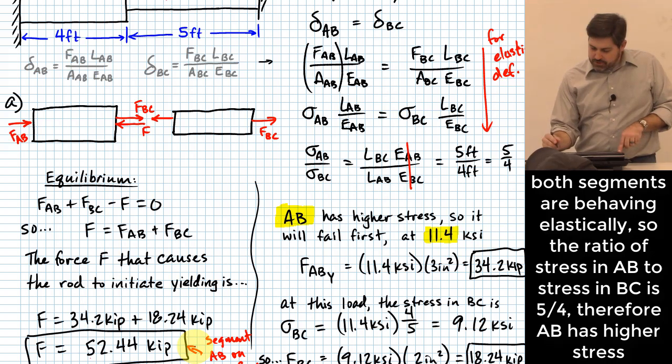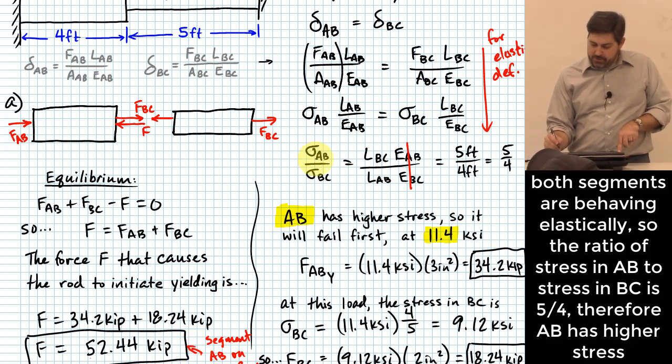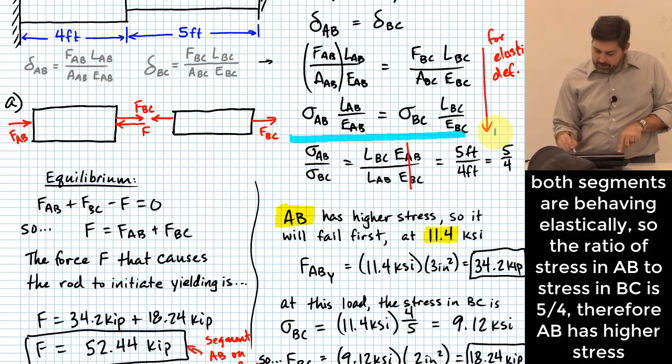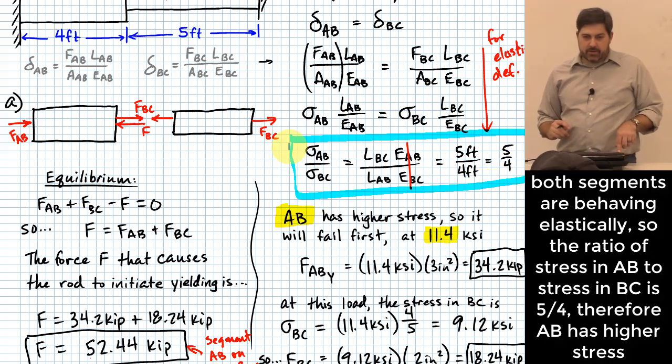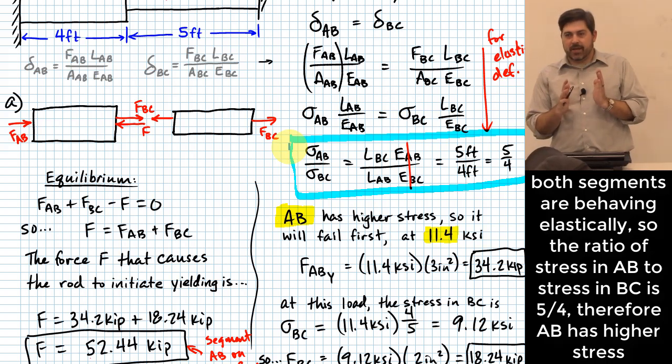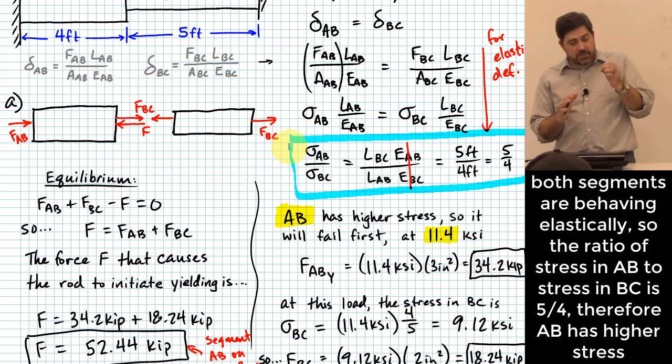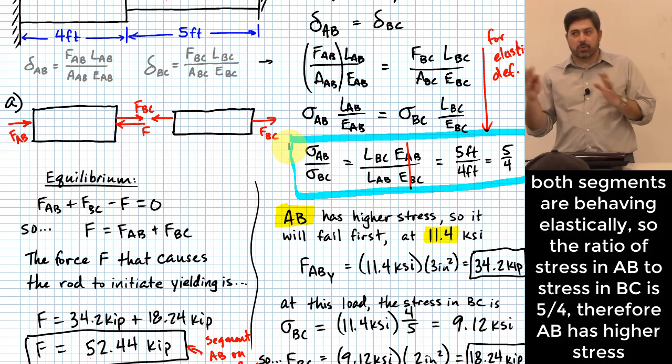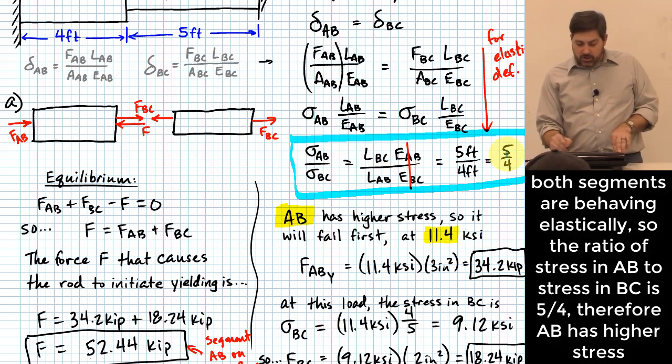Okay, so his question was, how do we figure out AB has a higher stress? That's what we did this thing right here for, right? As long as only one of them is on the verge of yielding, that means the other one is still elastic. And that means that if the one that is on the verge of yielding is only on the verge and not fully into where it has begun yielding, then all of these elastic relationships will hold. And because this ratio was 5/4, that tells me that sigma AB is larger than sigma BC.